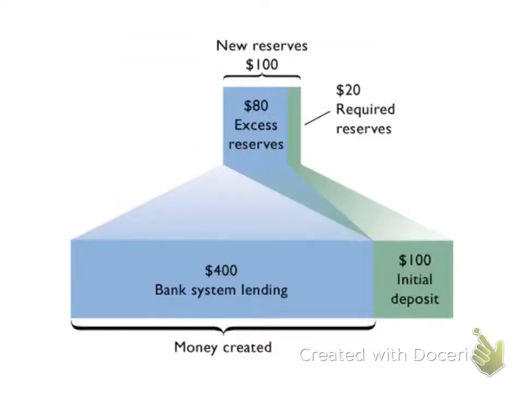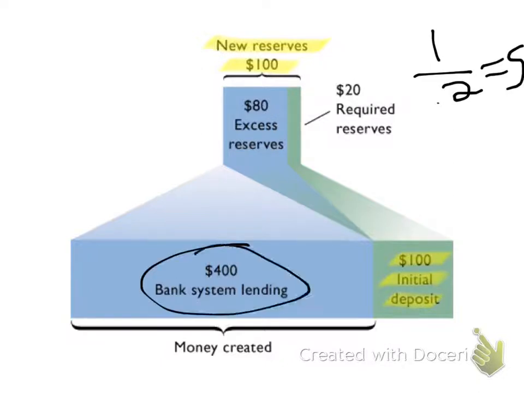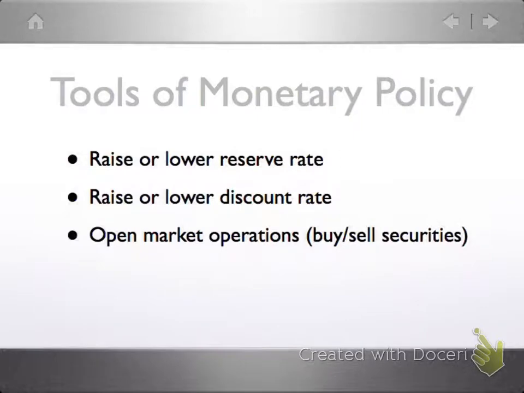Here's one more picture of this. You can see a $100 deposit of new reserves. That initial deposit still counts at the end as $100. The multiplier here is clearly still 5. 5 times 80 is 400. 5 times 20 is 100. You have a total of $500 of M1 at the end of the whole process. So that's the first tool of monetary policy. Raise or lower the reserve rate. Check. They rarely do that, but they could.